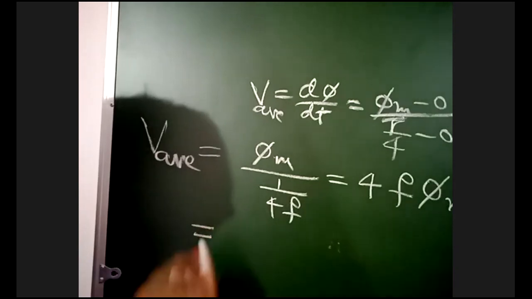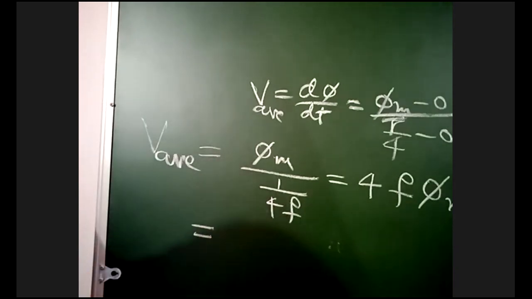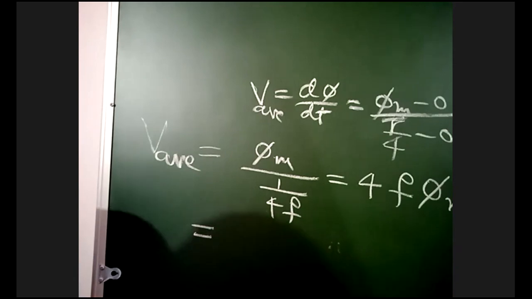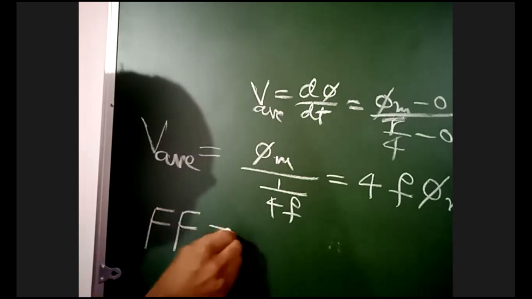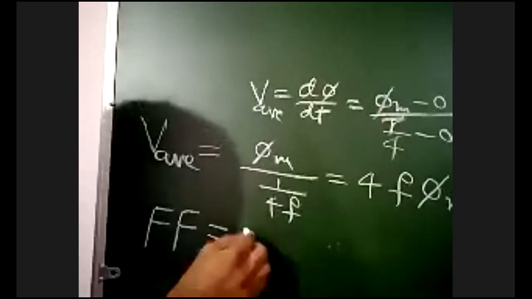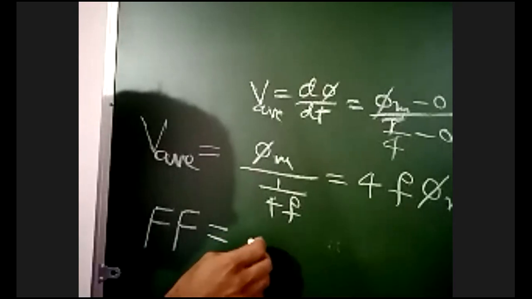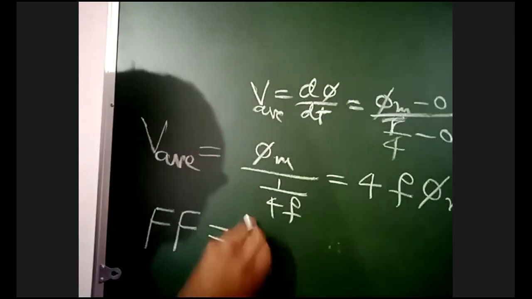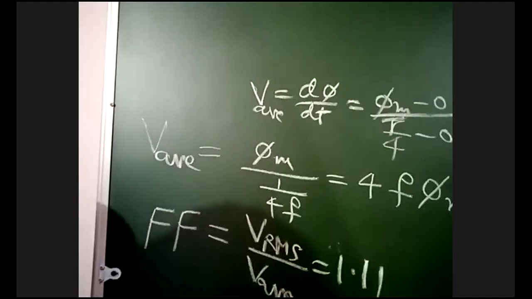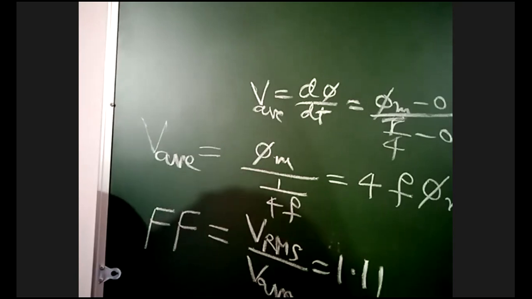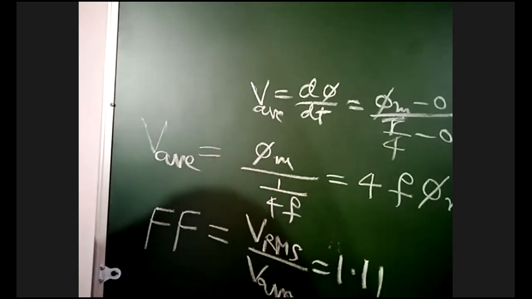Now see here, but in problems, which voltage will we take for calculations? RMS voltage. I had told the form factor in unit 2. What is the value of form factor? 1.11. That is RMS voltage by average voltage. Form factor formula is RMS value by average value. Write down this form factor.